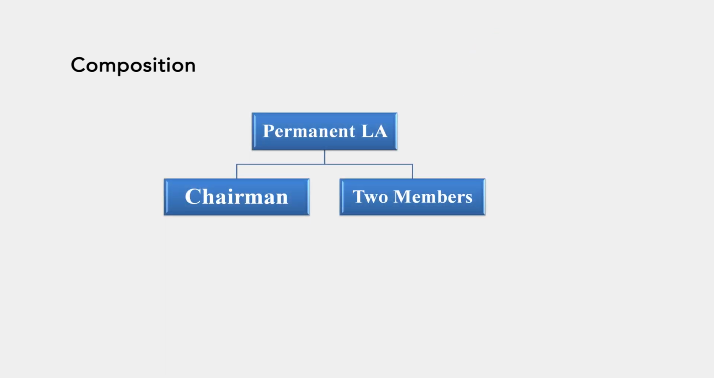Now coming to the composition of Permanent Lok Adalat. A Permanent Lok Adalat comprises 3 members in total: one person to function as the chairman of the Permanent Lok Adalat, and 2 other members. Now, who are to be appointed as members, and how are they to be appointed? Every Permanent Lok Adalat established for an area shall consist of a person who has been a district judge or an additional district judge, or has held a judicial office higher in rank than that of a district judge, who shall be the chairman of the Permanent Lok Adalat.